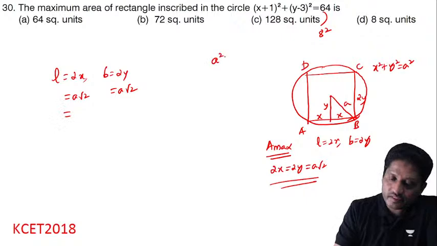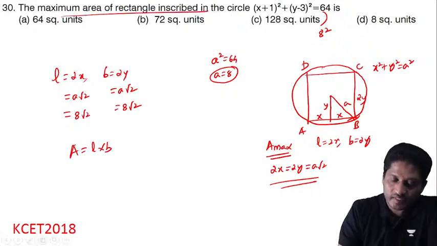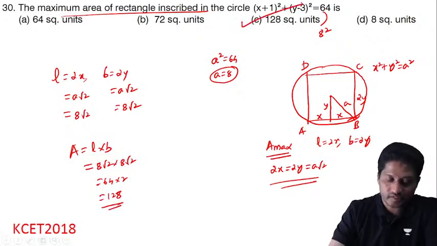Here a square is 64. In the given question, a is equal to 8. So this is 8 root 2, and even this is 8 root 2. Area is equal to length into breadth. He's asking what is the area of this rectangle. So 8 root 2 into 8 root 2 is 64 into 2, which is equal to 128. 128 square units. Answer is option C.